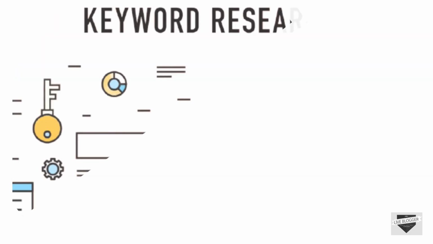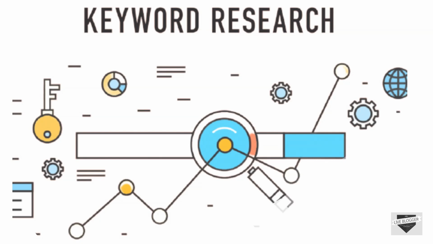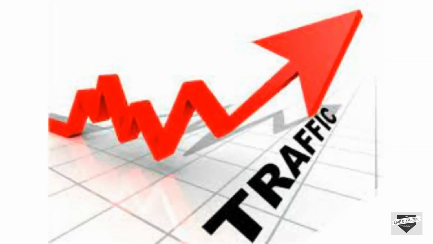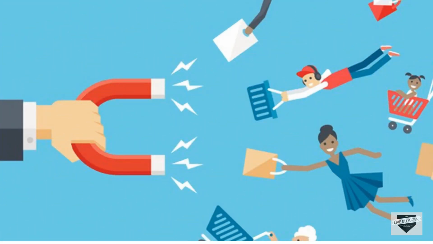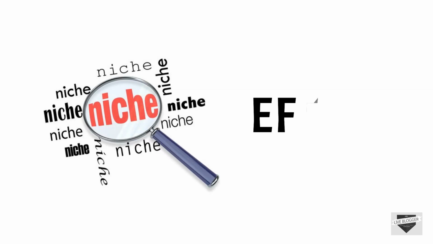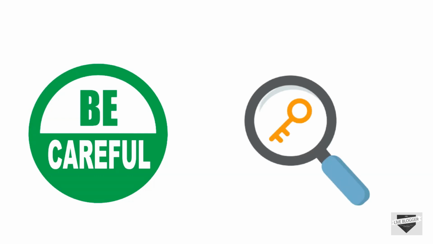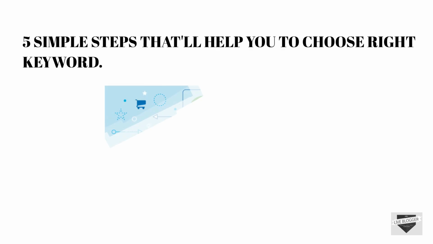Choosing a perfect keyword is one of the most important parts of SEO and content optimization. Increasing traffic to your blog is the first priority, and by choosing a perfect keyword, you will be able to attract the targeted audience. There is always a risk in choosing a targeted niche keyword and it requires a lot of effort. Ultimately, we need to be careful while choosing the right keyword. So we will discuss 5 simple steps that will help you choose the right keyword.